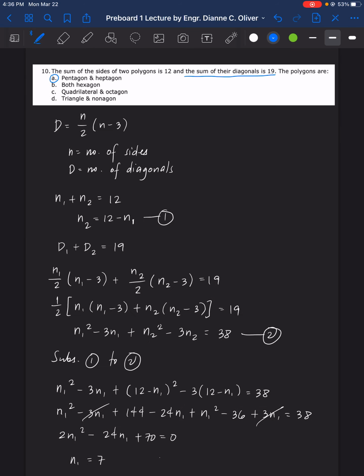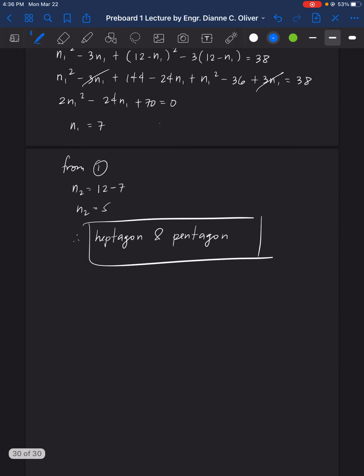So that's for number 10. So that's all for Preboard 1 problem set number 2.